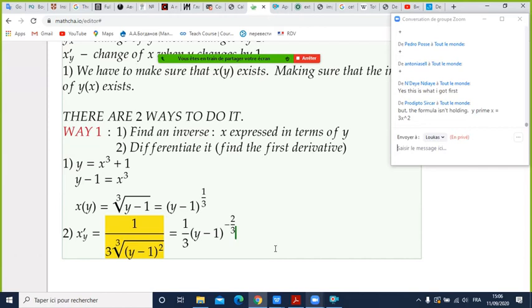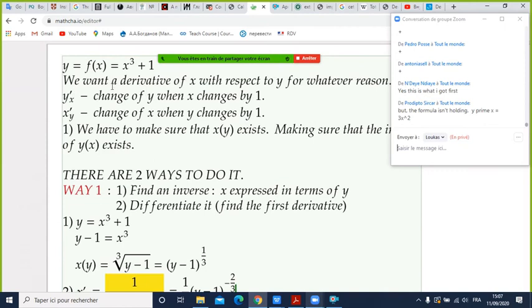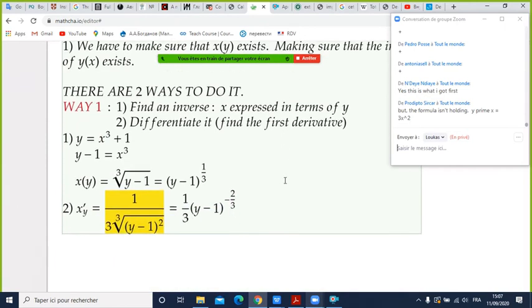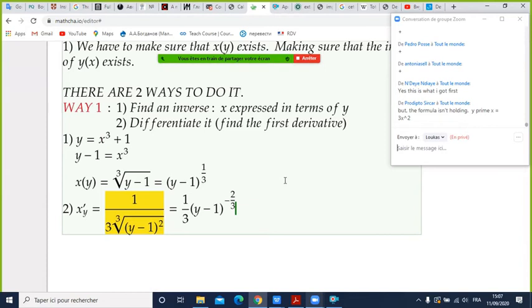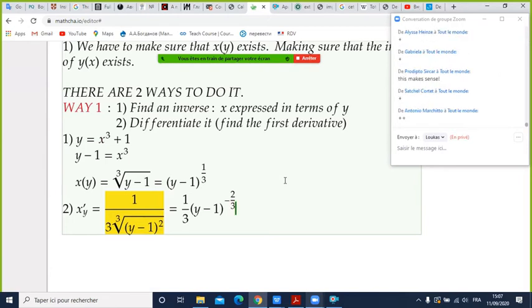First question. For those of you who didn't get it yesterday, maybe for everybody, does this way make sense to you? So if I depart with, I want a derivative of x with respect to y, does this make sense? So, okay, I get x expressed in terms of y, and then I get a derivative. This makes sense. Okay, great. And this is an easier way to do it than way number 2. So, way 2.